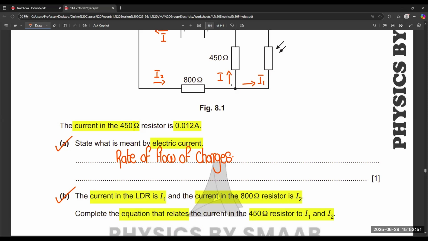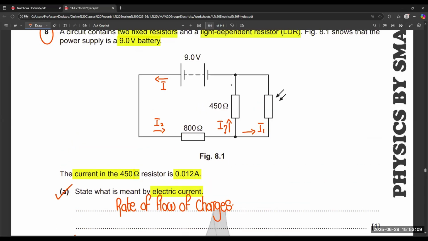Now we have to relate this equation. We know that the current passing through I2 is the total current in the circuit because that is connected in series with the battery, and the 450 ohm resistor and LDR are connected in parallel combination. So these two are in parallel only, and in parallel combination, current will not remain the same. It means current divides between these two components in the circuit.